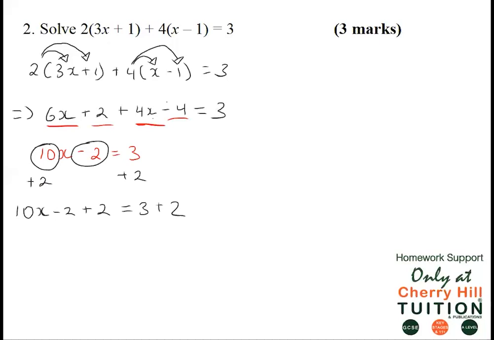On the left-hand side, the minus 2 and plus 2 cancel out, leaving us with 10x. And on the right-hand side, we have 3 plus 2, which is 5. Okay?